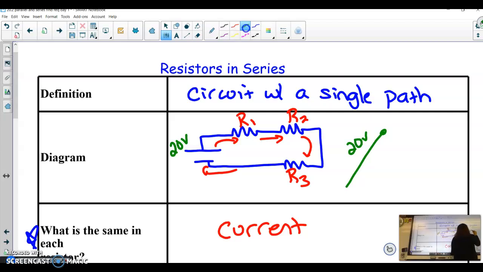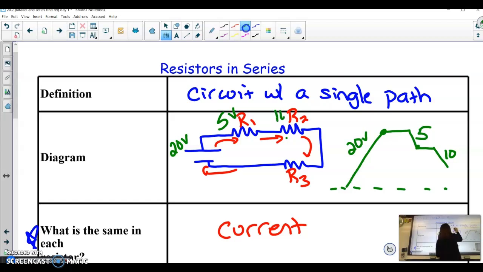Well, by the time you get through the circuit, you've got to be back to where you started. So this first resistor, maybe it takes me down 5 volts. So maybe its potential is 5. Well, then I go down the next resistor. Well, the next resistor has to have a potential difference. Maybe it takes me down 10 volts.